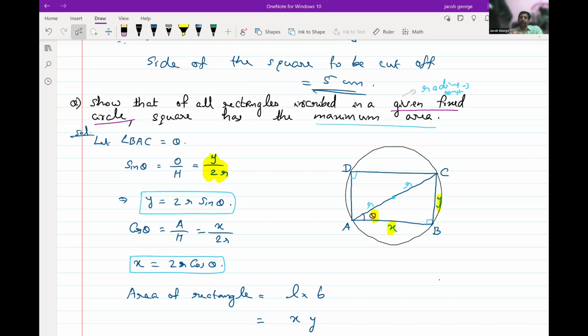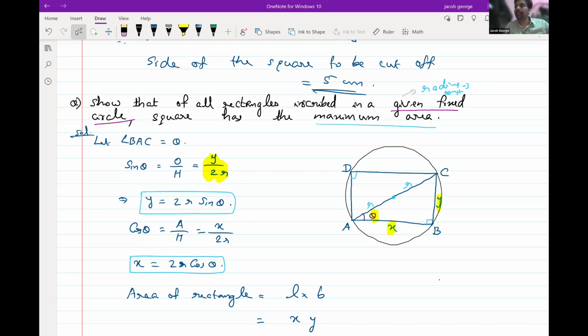Okay, so here, did you underline that word given? Given fixed circle means radius of circle is a constant in this question. Then you can draw a diagram. Rectangle that is inscribed in a circle means circle is outside and rectangle is inside. That is called a rectangle inscribed in a circle. Name the rectangle as ABCD. Length of the rectangle AB is X and breadth is Y.